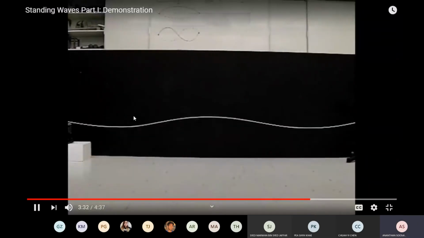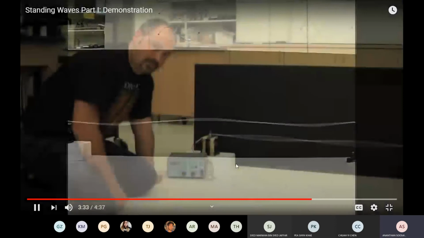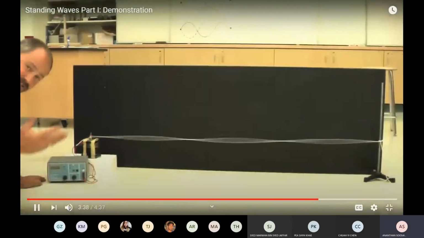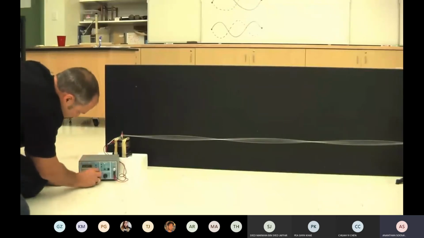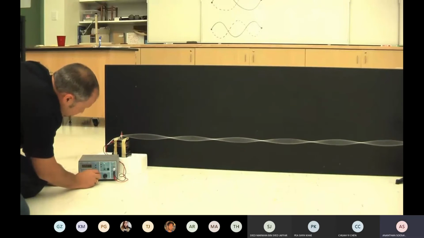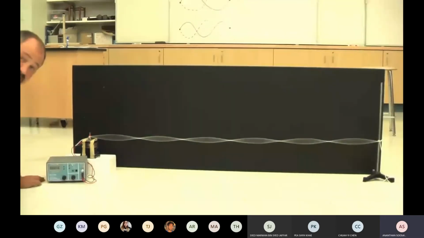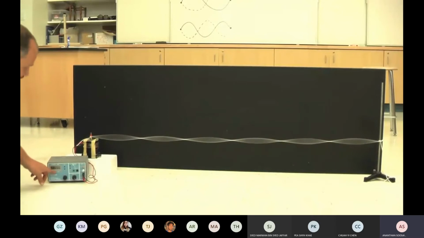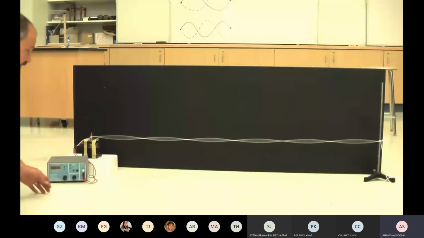So this is three loops. So again, third harmonic, 1.5 wavelengths. Well, let's go to the sixth harmonic. The sixth harmonic will just be double this frequency, so we go up to 50. And there we go. That's the sixth harmonic. Beautiful. And it's 6 times the fundamental frequency, which we measured in the beginning to be 8.5 hertz.